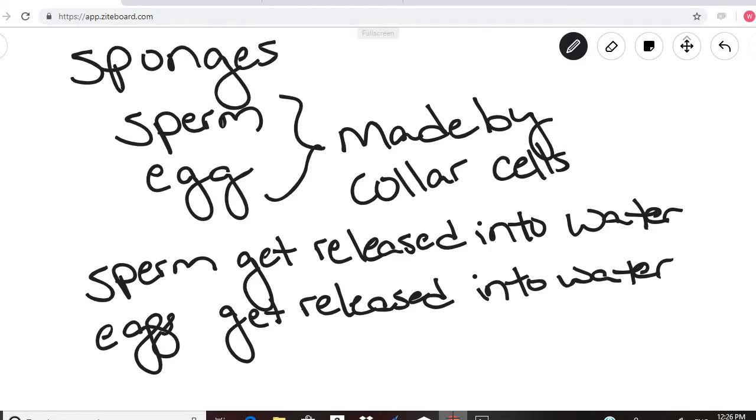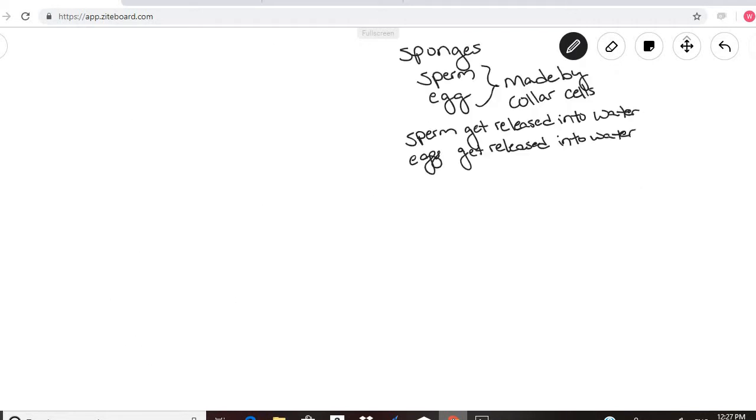So you have to assume that the sperm and eggs are going to be released in relatively the same vicinity and at the same time. And then it's just a matter of probability whether the sperm and egg will meet up with each other and fertilization and sexual reproduction will take place. So sponges do have a means of reproducing sexually as well as asexually. Okay, so that's what we're going to say about the phylum Porifera, which makes up the sponges.